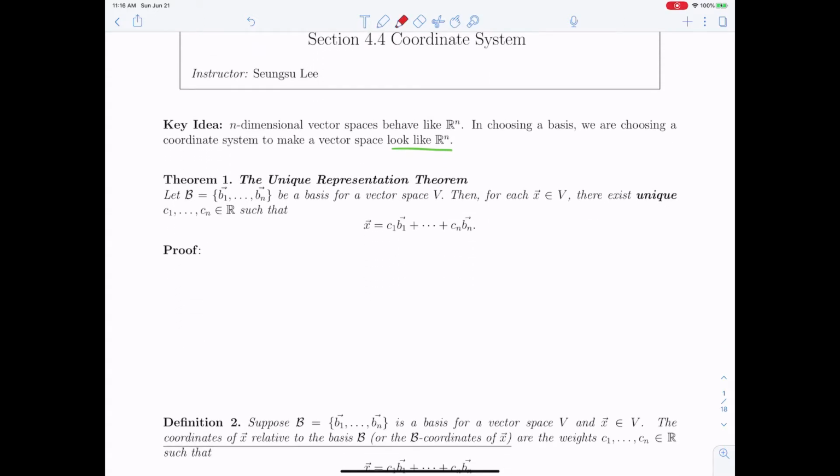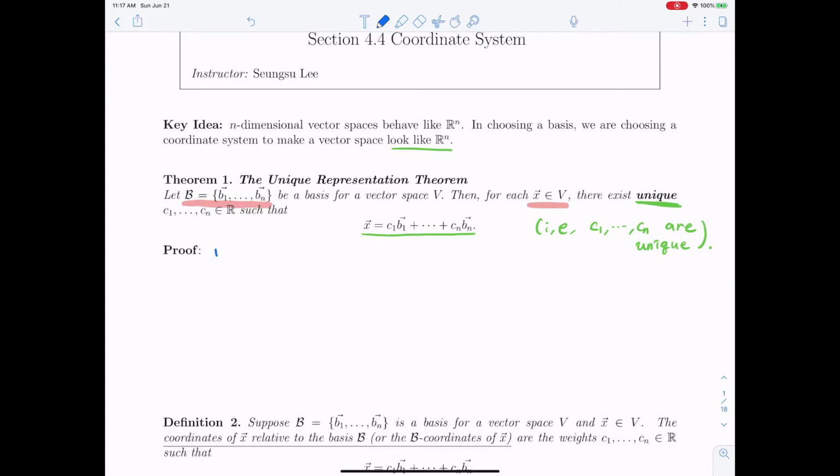Suppose that you have the basis B, which is given by this. Then for any element x in V, we can write x as a linear combination of the basis vectors. But the theorem states that this representation is unique. That is to say, the weights C1 through Cn are unique. So let's quickly prove this theorem.